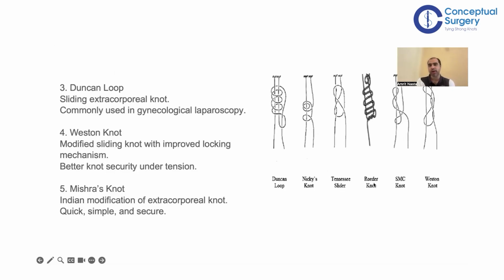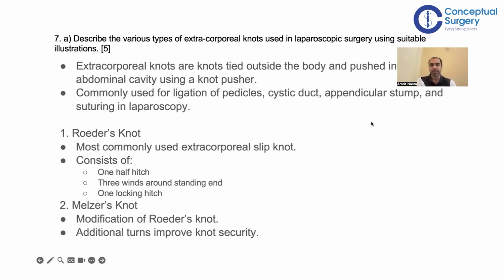This is the Roeder knot, where first I make a few loops around the thread. So there are two suture threads, the one which is going forward, the one which is coming back. So along the thread, I make some loops, usually 3 loops, and then I make a knot at the end. So 1 half hitch, 3 winds, and 1 locking. So you must have made it. First you make a half hitch, then you go around, around, around, and then you make another knot, and then you push it. So it goes in these 3 steps. So that is your Roeder knot.